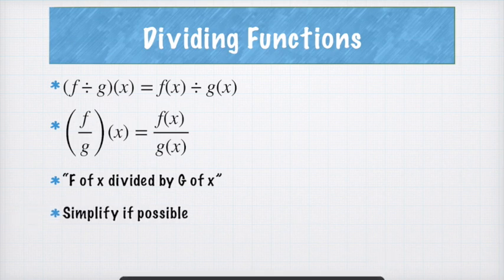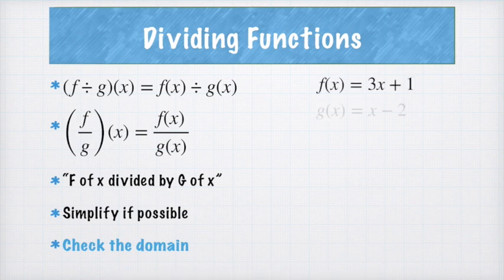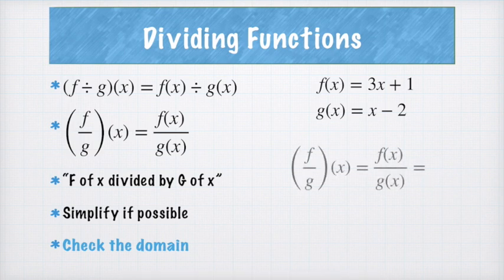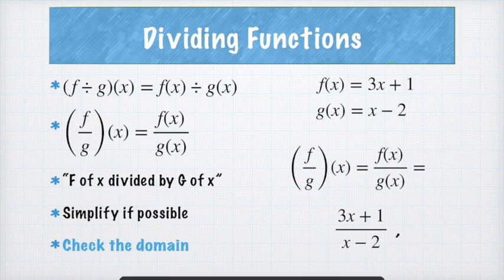And what we're going to do is try and simplify it if we can. If there's something super obvious, like there are a lot of x's, like every term in the numerator has an x and every term in the denominator has an x, we can cancel that out. Same thing if everything is multiplied by 2 in the denominator and the numerator, then we can take that 2 out. So here's our example. We're going to do f over g of x, and we're just going to write it down: 3x plus 1 over x minus 2.